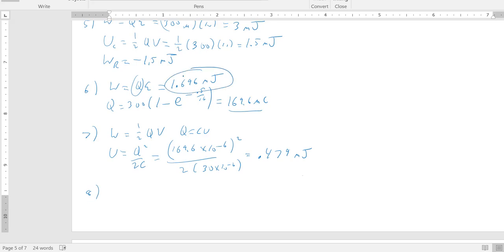So the work done by the battery was this. The energy stored in the capacitor is only that. Where'd the rest go? Well, it went into the resistor.